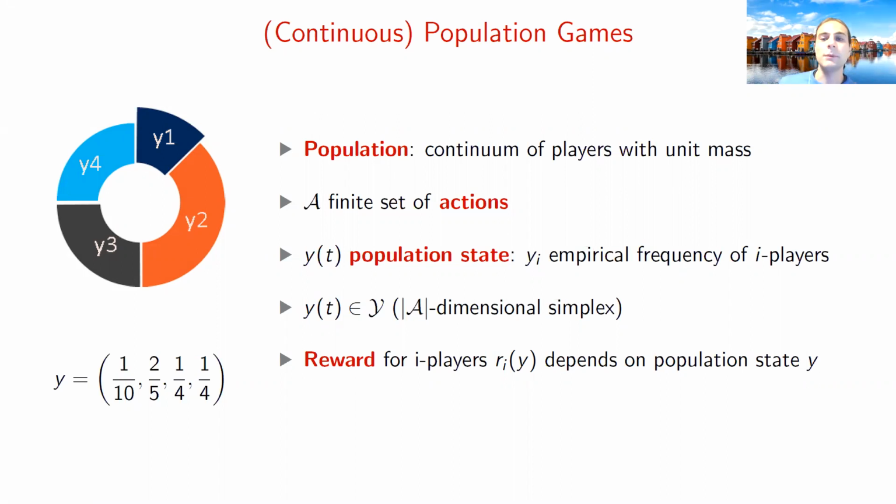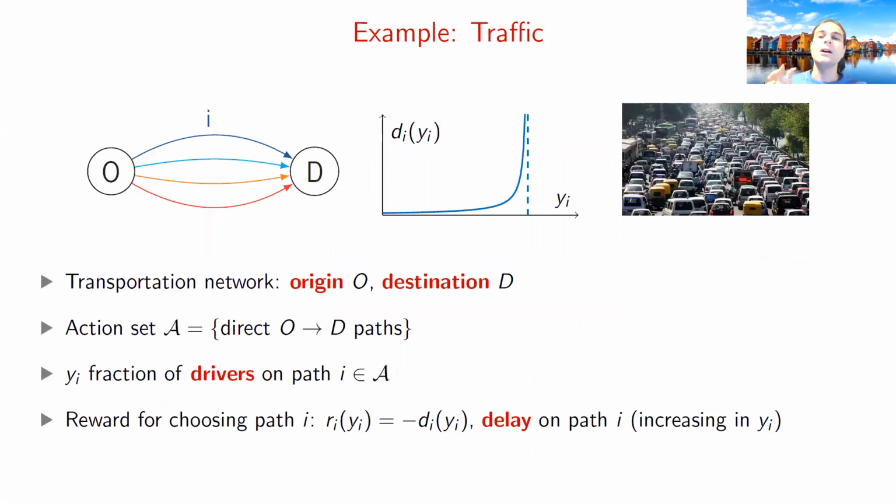So for population games, we assume that the reward for players that are playing action i is the same for all these players and depends on the population state. Even though this may seem a restrictive assumption, actually there are many real-world problems that can be modeled as population games. For instance, one can be found in a traffic problem that we will consider as an example in this talk.